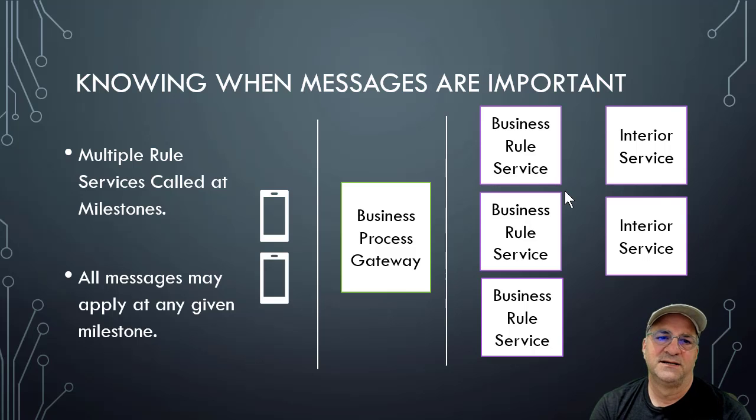So in that case, basically the approach we're going to take is to call more services than we need, or more business rules than we need. At given milestones, like when I get done with a pane, I may actually need multiple services in the back.